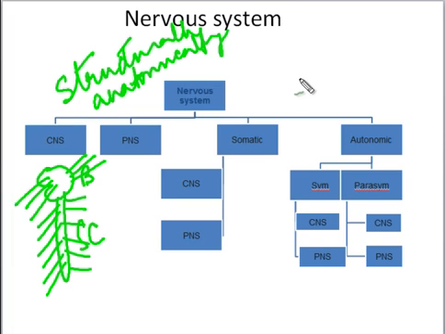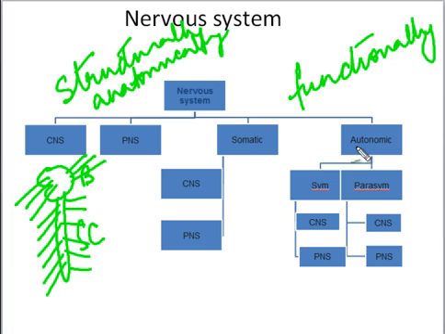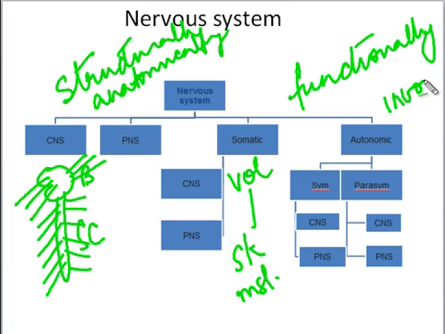Now functionally, based on what they supply, you divide it into somatic and autonomic nervous system. Somatic is also known as voluntary, because it supplies skeletal muscle. Autonomic is known as involuntary because it supplies smooth muscle, cardiac muscle and glands. These are not under your control.